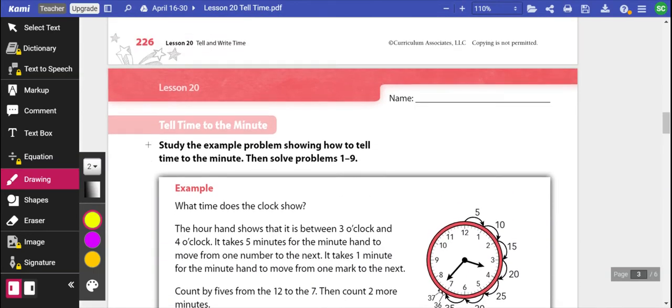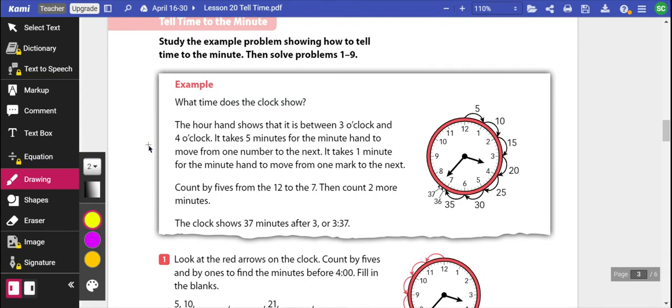All right, guys, we are going to look at page 227 and 228, where we're going to be telling time to the nearest minute. And to tell time to the nearest minute, we can still count by fives until we get to where our minute hand is a little bit past, and then switch over and count by ones.